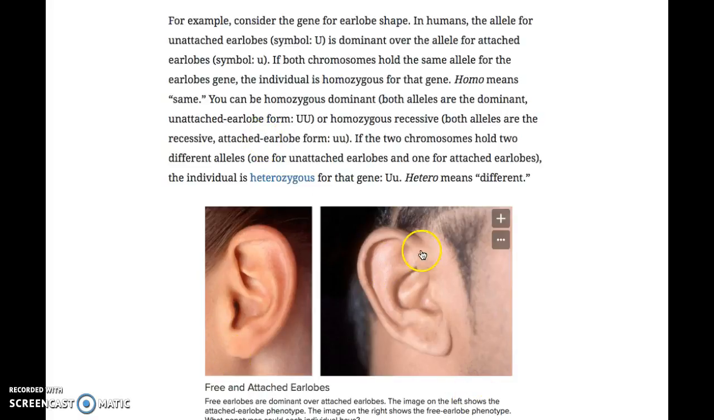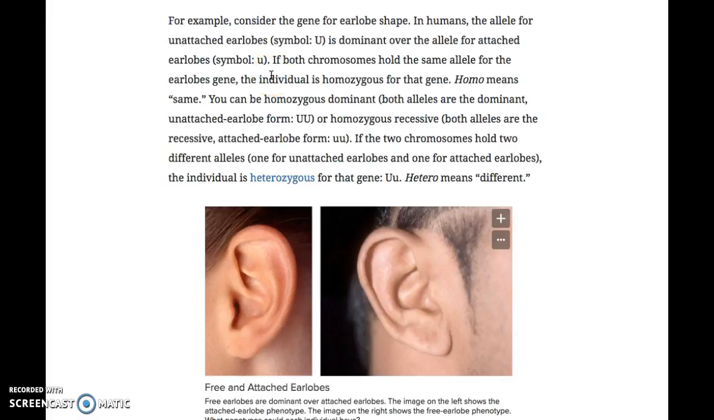So if you have a single allele for the dominant gene, capital U, unattached earlobes, you will wind up with unattached earlobes. Take a minute and see if your earlobe is unattached. If it is, you have at least one dominant gene. The only way for you to have attached ears is for you to have 2 of the recessive gene. That is called homozygous.